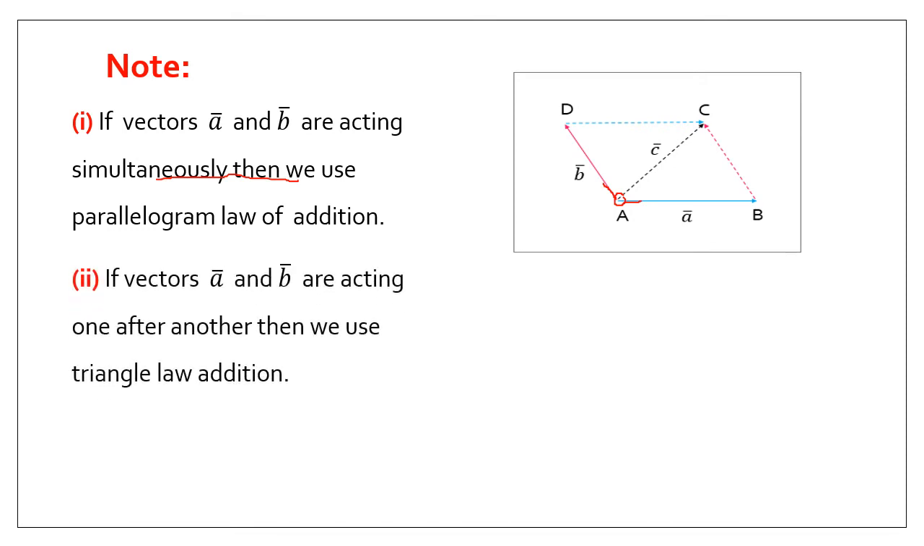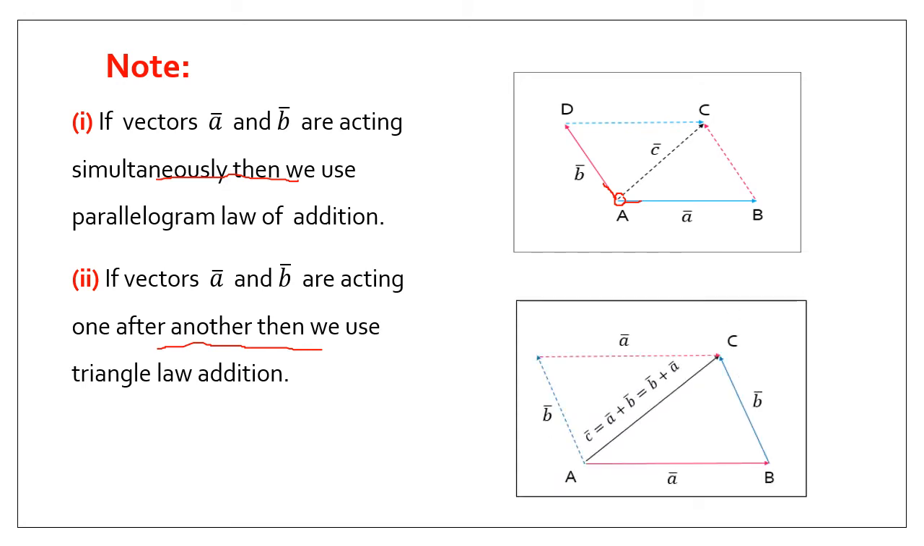And if vectors A bar and B bar are acting one after another, then we use triangle law of addition. In triangle law, AB bar and BC bar, first A bar exists and then B bar exists.